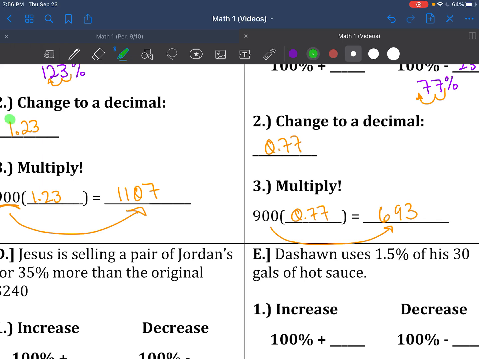Now, another thing I want you guys to notice here is, see how when I change my increase to a decimal, there's a number greater than 0 in front of my decimal point? And then see when I changed my decrease to a decimal, there's 0 in front of the decimal point? That is key. If you see a 0 in front of your decimal place, that means you are going to be decreasing. If you see a number greater than 0 in front of your decimal point, that means you're going to be increasing.